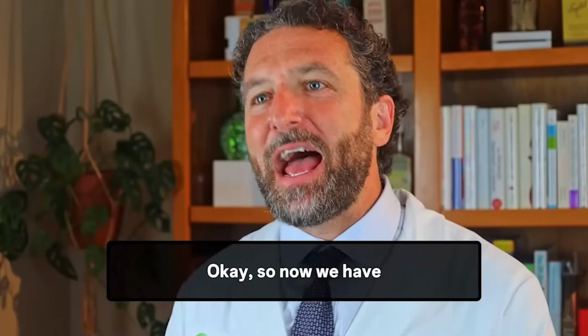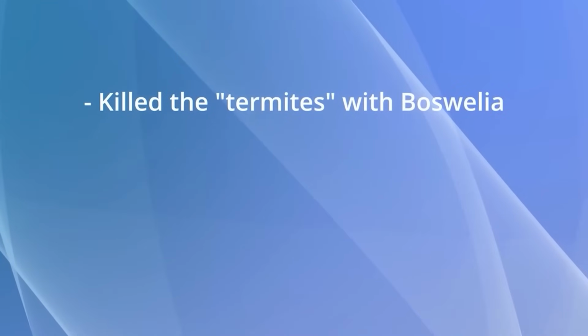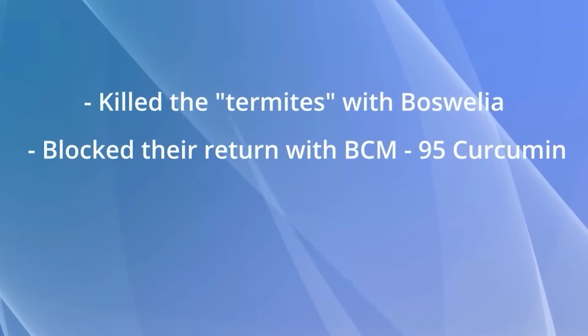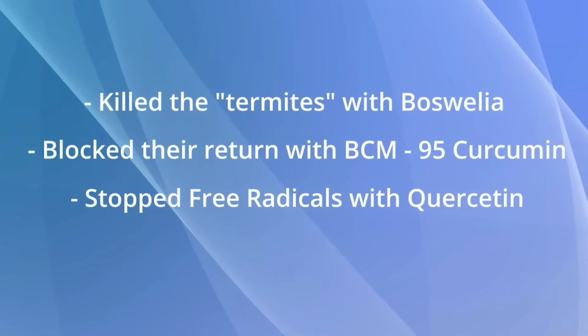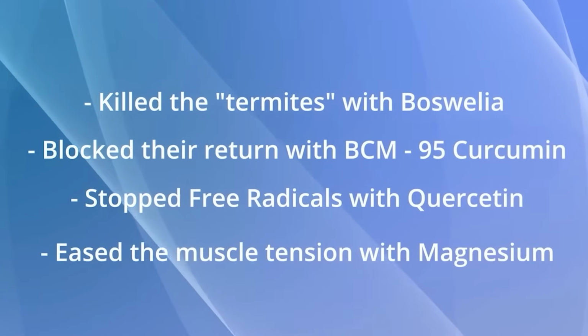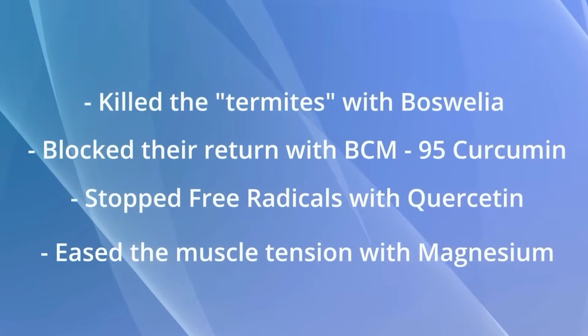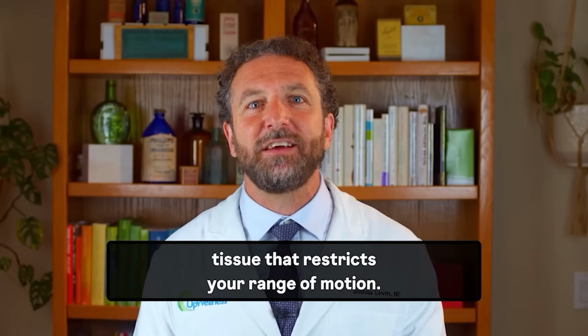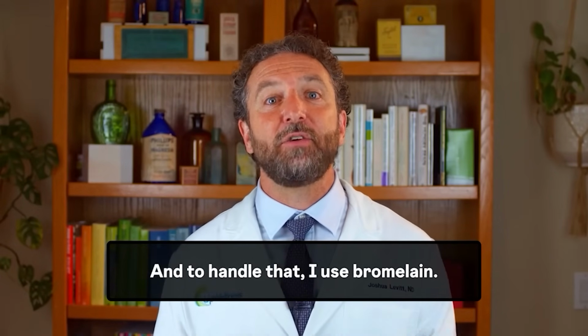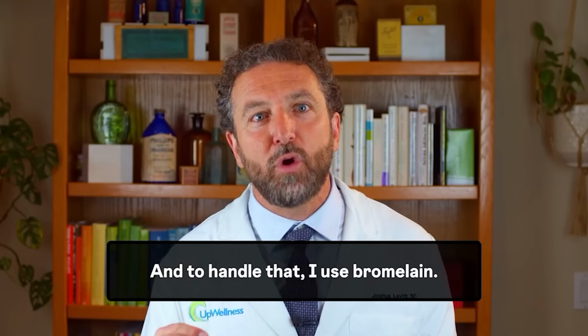Okay, so now we have killed the termites with Boswellia. We've blocked their return with BCM 95 curcumin. We've stopped free radicals with quercetin, and we have eased the muscle tension with magnesium. Now the next step is breaking up the scar tissue that restricts your range of motion. And to handle that, I use bromelain.